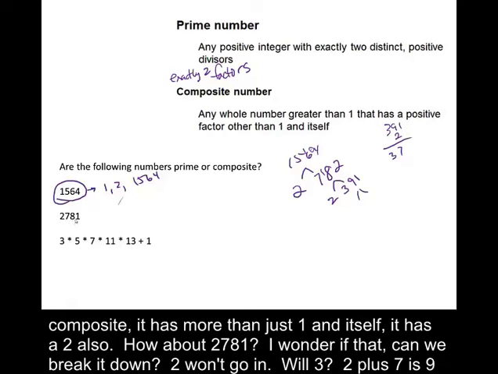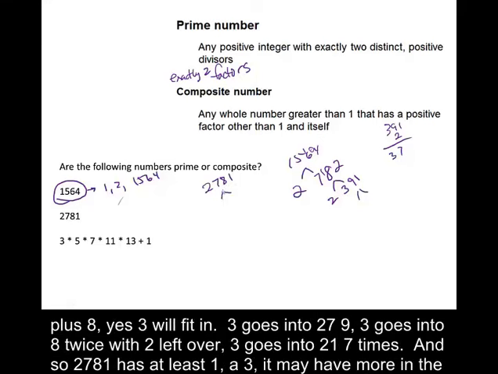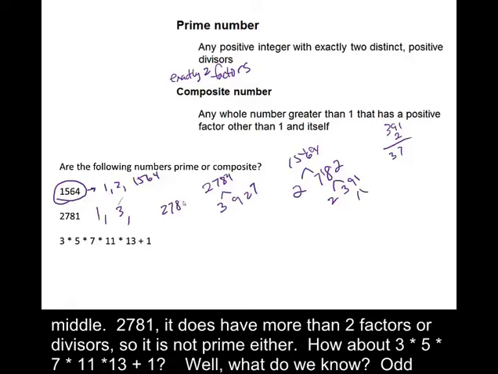How about 2,781? I wonder if that 2,781, can we break it down? 2 won't go in. Will 3? 2 plus 7 is 9 plus 8. Yes, 3 will fit in. 3 goes into 27, 9. 3 goes into 8 twice with 2 left over. 3 goes into 21 7 times. And so 2,781 has at least a 1, a 3. It may have more in the middle. It does have more than 2 factors or divisors, so it is not prime either.